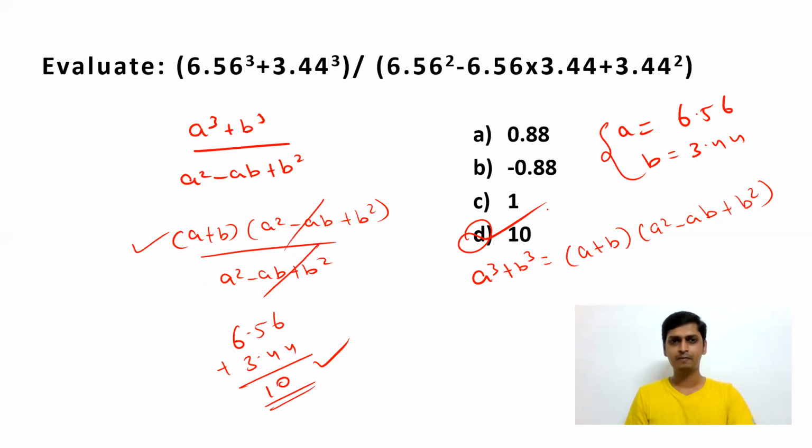So they might give this kind of questions: A cube minus B cube, A cube plus B cube, A square minus B square. So this type of questions are very popular for Cognizant. So you have to remember those algebraic expressions in your mind. Okay. So we go to the next question.